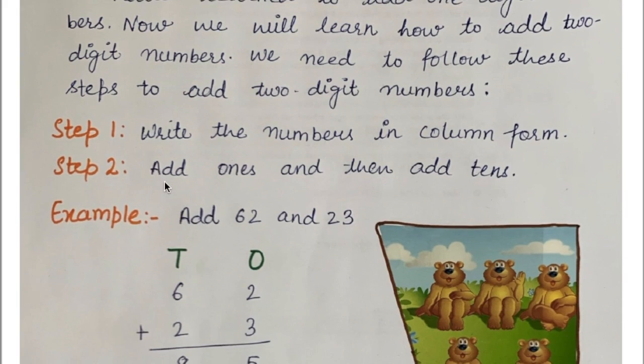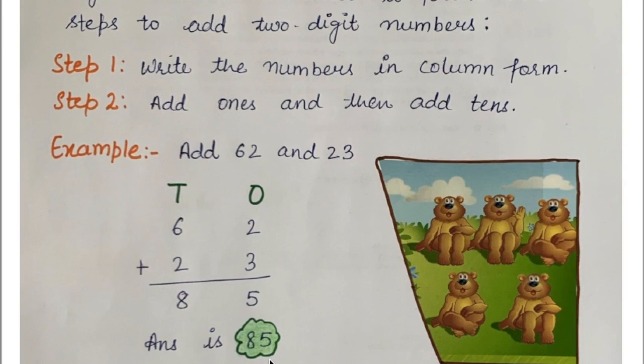The second step is to add ones and then add tens. Now we add the ones digit. 3 plus 2 is equal to 5, and then we add the tens digit. 6 plus 2 is equal to 8. So the sum of these two numbers is 85. So our answer is 85.